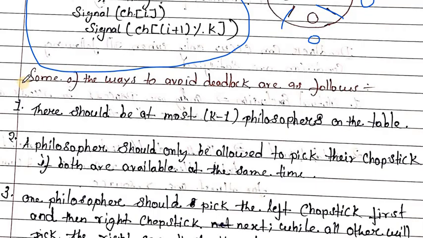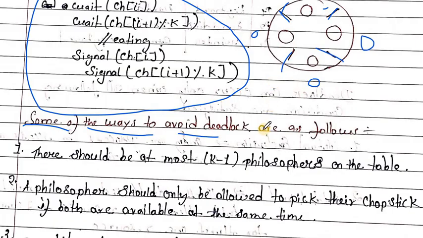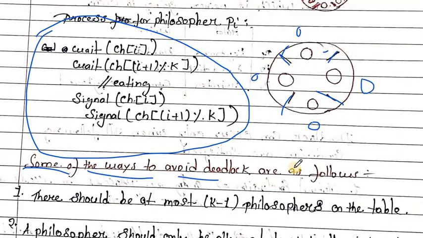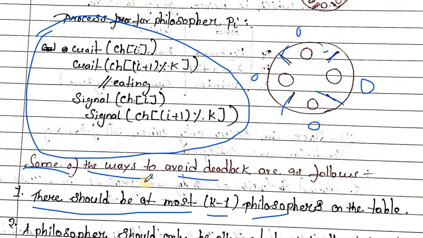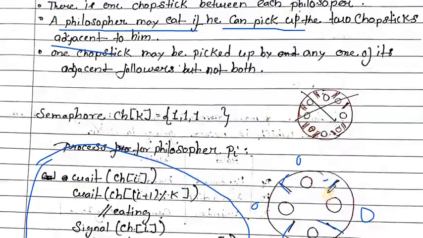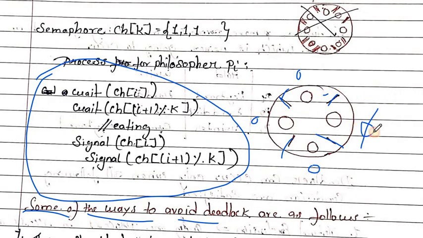There are 3 conditions to avoid deadlock. The first is that there should be at most k-1 philosophers at the table. If we remove 1 philosopher, now this philosopher has 2 chopsticks available because there is no philosopher beside him. So this philosopher can take both chopsticks and eat the food.